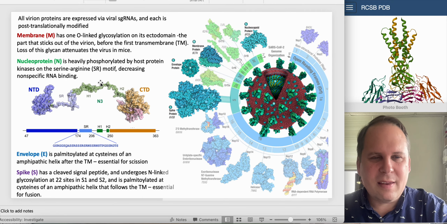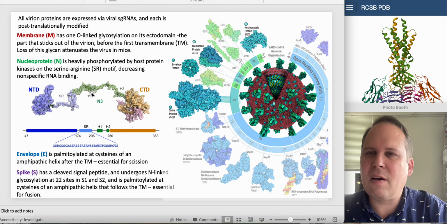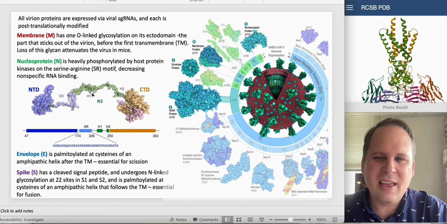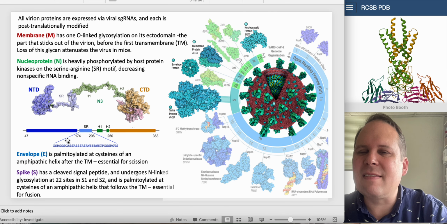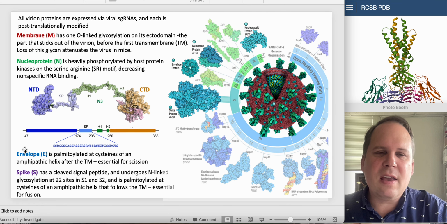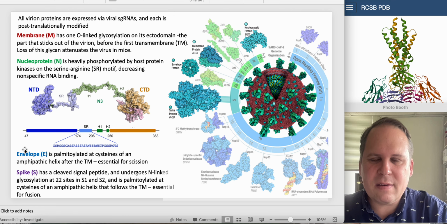The nucleoprotein has lots of serines and arginines, and so they call this the serine-arginine motif or serine-arginine region, just a bunch of SR, just like that. But it's not like they're careful, and there's a couple other things in there. The arginines of this motif get phosphorylated in particular.